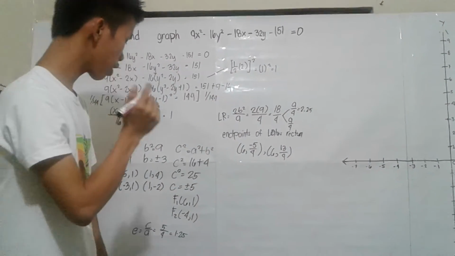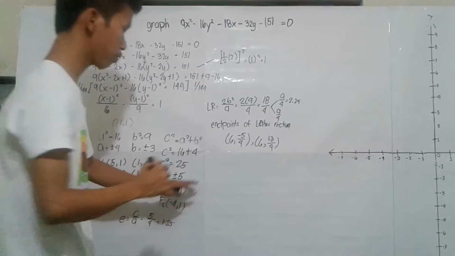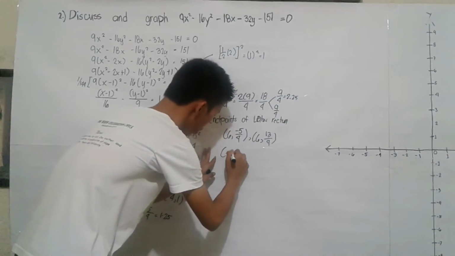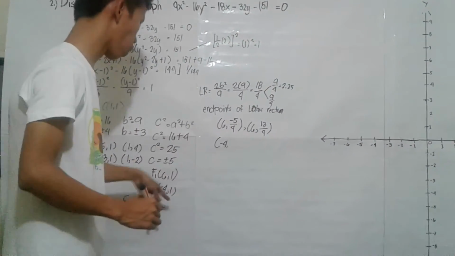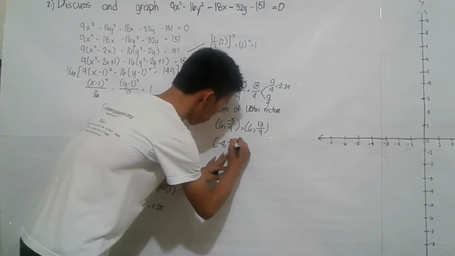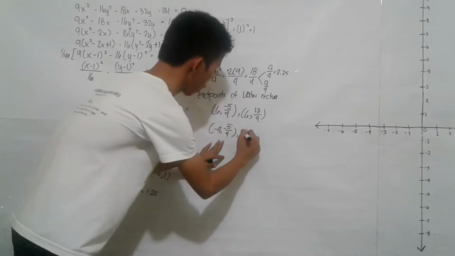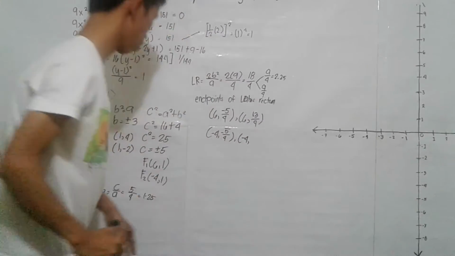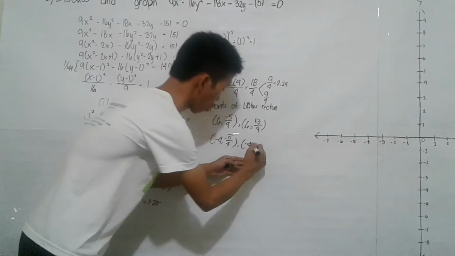So next, here we use another foci. So negative 4. Then the same, 1 minus 9/4 is negative 5/4 and negative 4. So 1 plus 9/4 is 13/4.